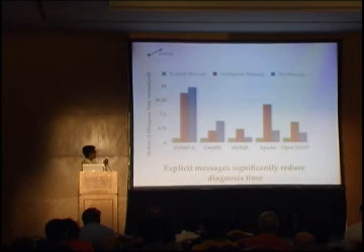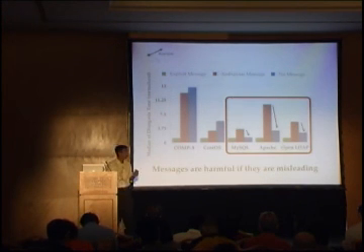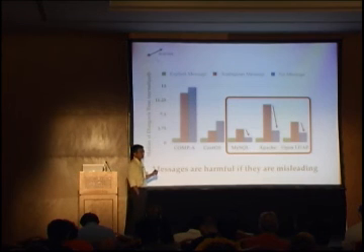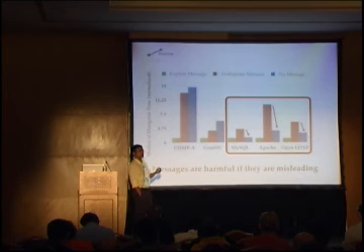So this is the median of diagnose time normalized to the diagnose time of the explicit message. As we can see, clearly, explicit message significantly reduced the diagnose time. And interestingly, we also find this. For 3 systems, the developer actually spent more time to diagnose the problem when there is an ambiguous message compared to when there is no message at all.